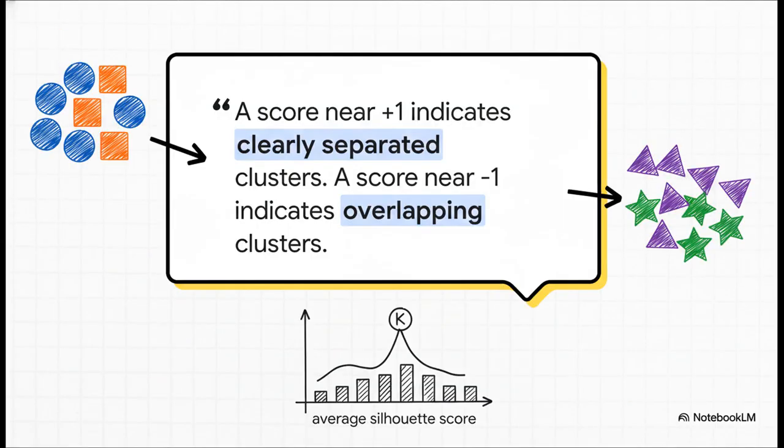The silhouette score is even better because it looks at both tightness and separation. It gives every single data point a score from -1 to +1. If a point gets a score close to +1, perfect. It's in the right place, far from other clusters. A score near 0 means it's kind of on the fence. And a negative score means it might actually belong in a different group altogether. We just pick the K that gives us the highest average score.